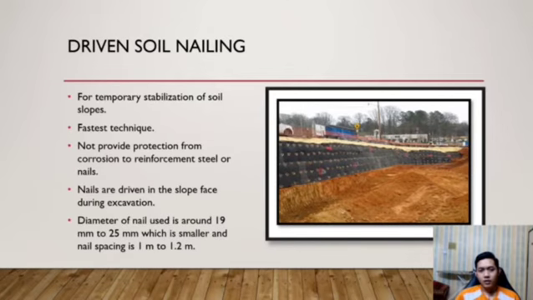The second one is driven soil nailing, where this method is for temporary stabilization of soil slopes. This is recognized as the fastest technique, where it does not provide protection from corrosion to reinforcement steel or nails, and nails are driven in the slope face during excavation, where the diameter of nail used is around 19 millimeters to 25 millimeters, which is smaller, and nail spacing is 1 meter to 1.2 meters.